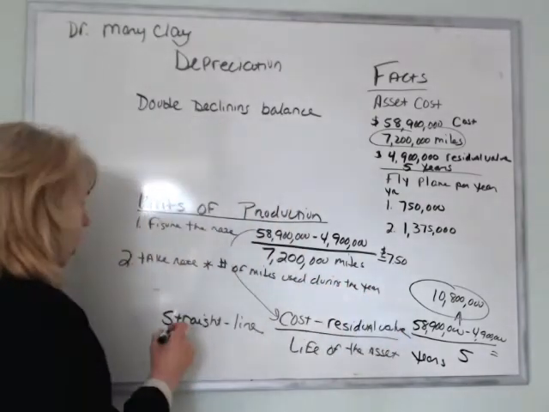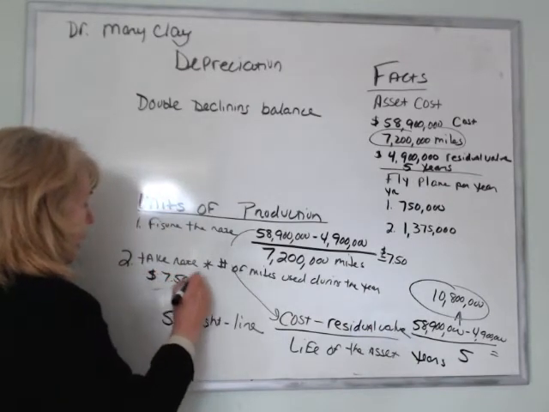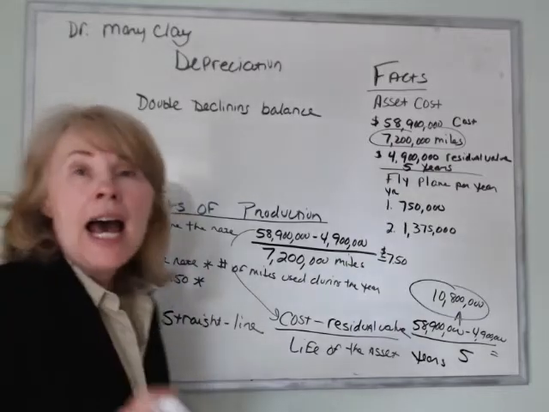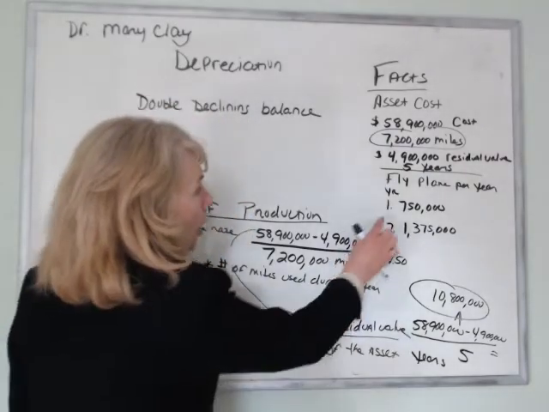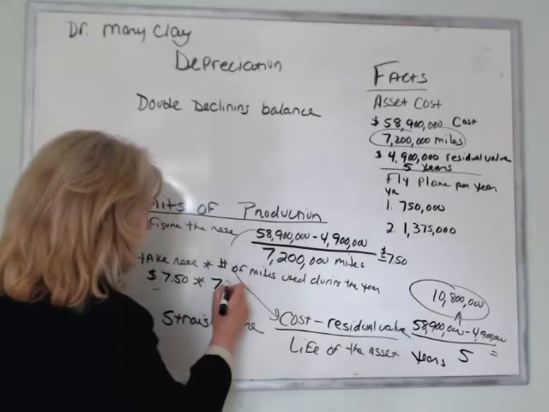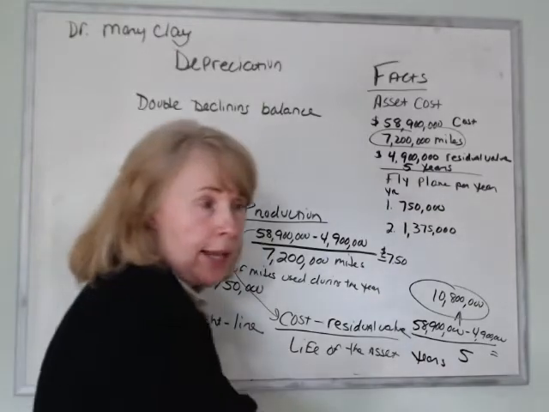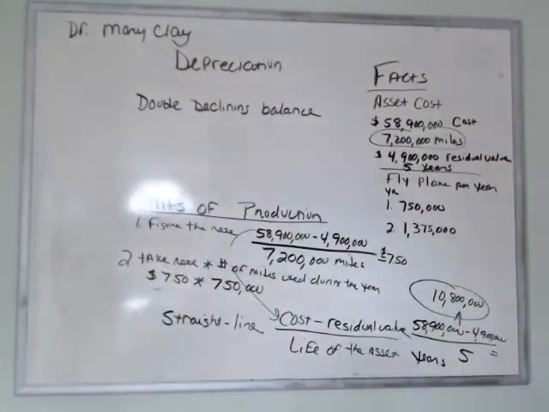Okay? All right, so our rate is $7.50. And I look back at the problem. How many miles did they fly in year one? Here's year one, 750,000. Okay, I'm going to erase straight line now because you have that in your notes.